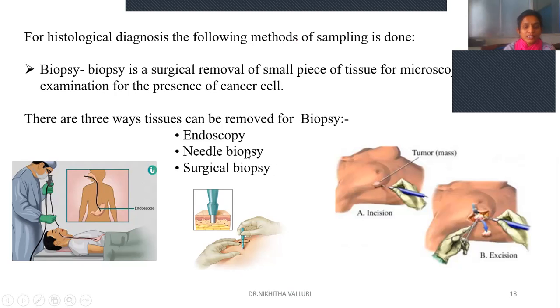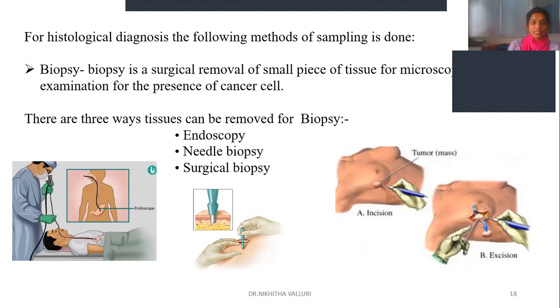And then needle biopsy: a long needle will be inserted into the tissue, and one small piece will be taken. And then surgical biopsy: if it is for breast cancer, they will make a small incision, and once this incision is done, excision will be done. Making a small cut we call an incision, and excision is opening it up this way, and from that tissue will be collected. That is called excision.